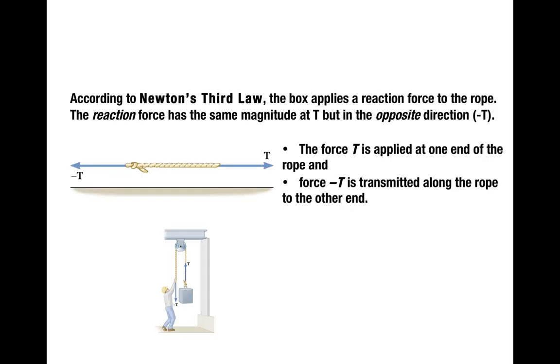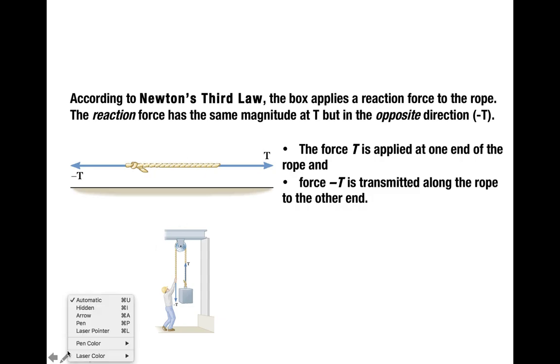According to Newton's third law, the box applies a reaction force to the rope. The reaction force has the same magnitude as T, but in the opposite direction, negative T. The force T is applied at one end of the rope, and the force negative T is transmitted along the rope to the other end.